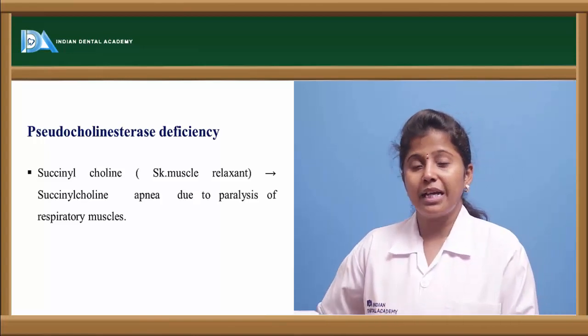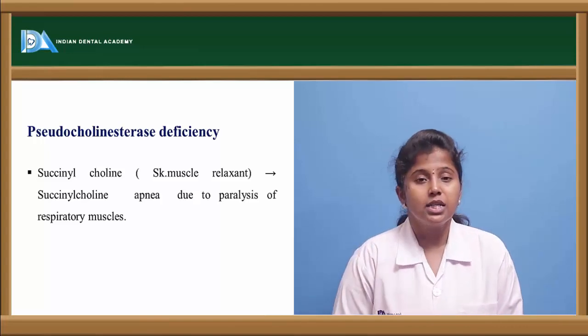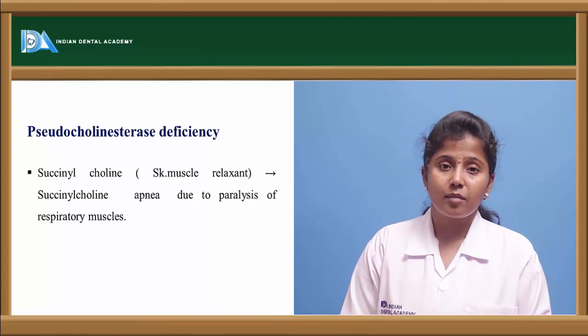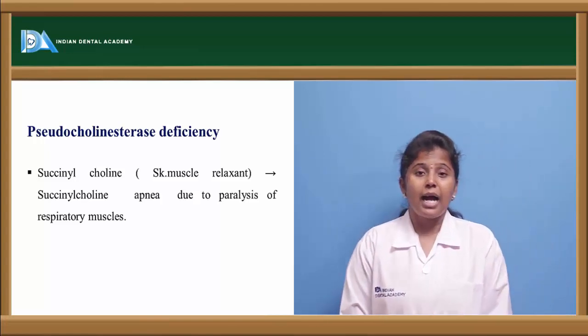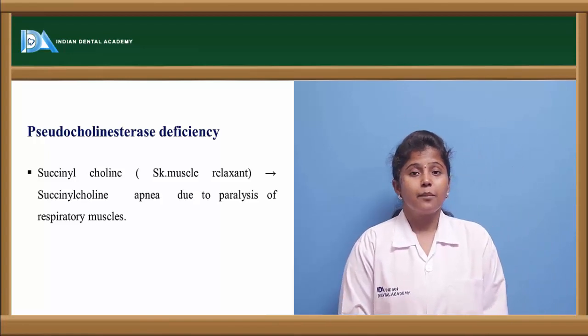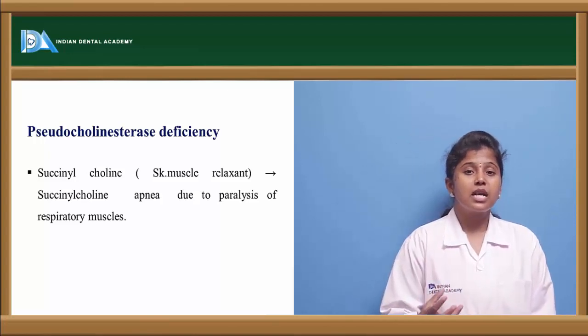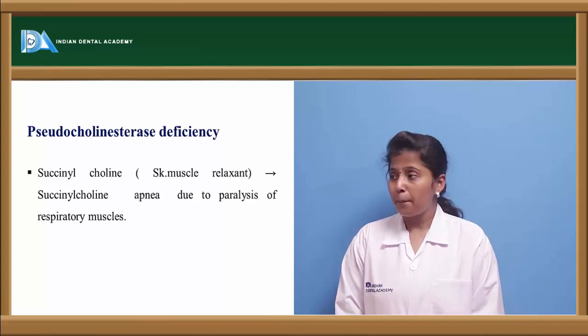Now let us see what the examples of genetic factors are. Pseudocholinesterase deficiency. Here succinylcholine is a drug, a neuromuscular blocking agent, which is metabolized by the enzyme called cholinesterase. If there is any deficiency of this cholinesterase enzyme, that may lead to a larger amount of succinylcholine in the blood, and thereby it leads to succinylcholine poisoning.